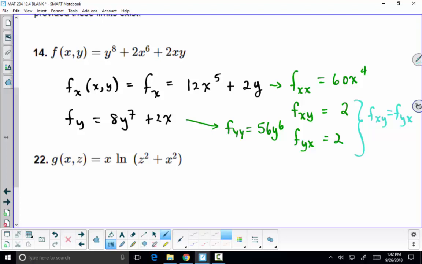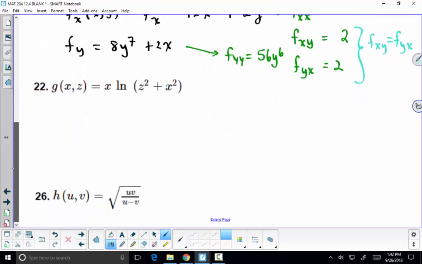Will we ever need to know triples? Triple, like f sub xxx or xyy? There's a couple of examples where they'll ask you to do it just out of curiosity. But we're not going to do it though. If we start with f as being position, f sub x is going to be velocity, f sub xx is going to be acceleration, f sub xyy or xyx or whatever is going to be jerk. And then snap, crackle, pop.